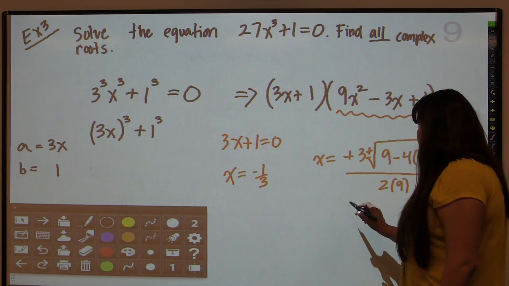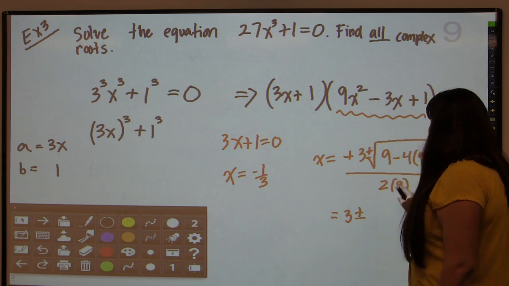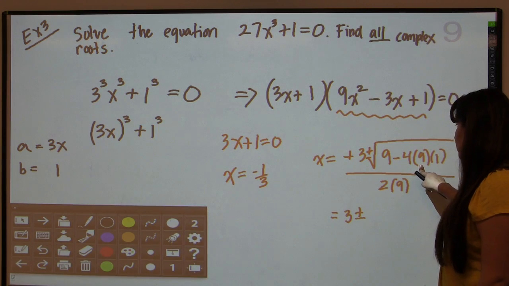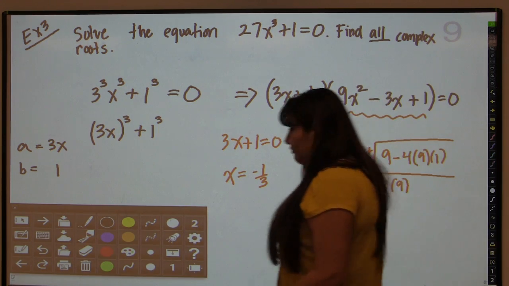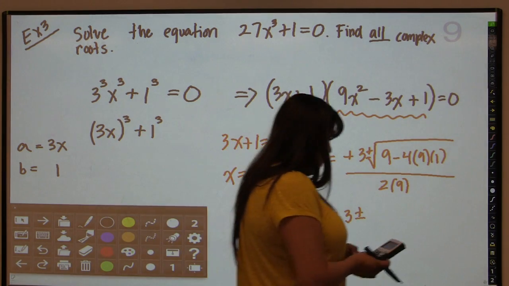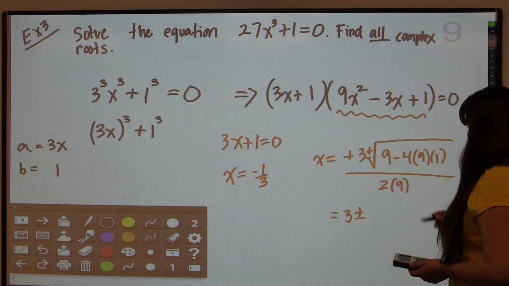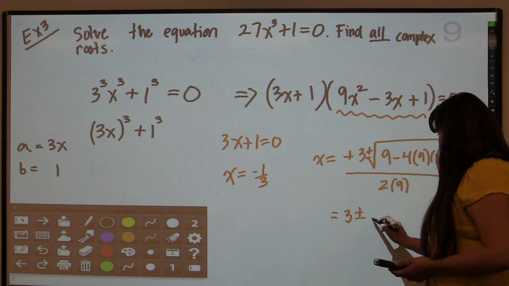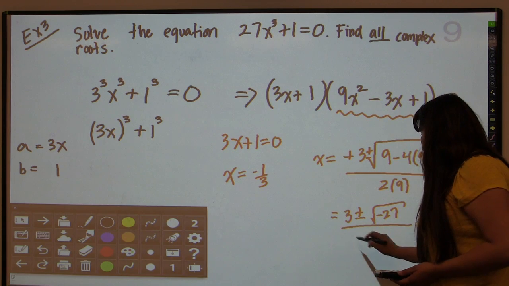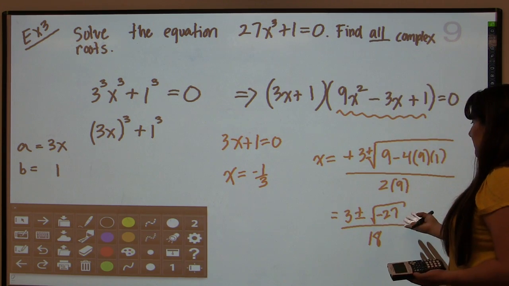So now I'm going to simplify this. This will be 3 plus or minus the square root of 9 minus 4 times 9, which is 36, and 36 times 1 is still 36. So I'm going to get 9 minus 36, which is negative 27. Square root of negative 27. And now it might be clear why it was asking for the complex roots, because it's going to be imaginary.